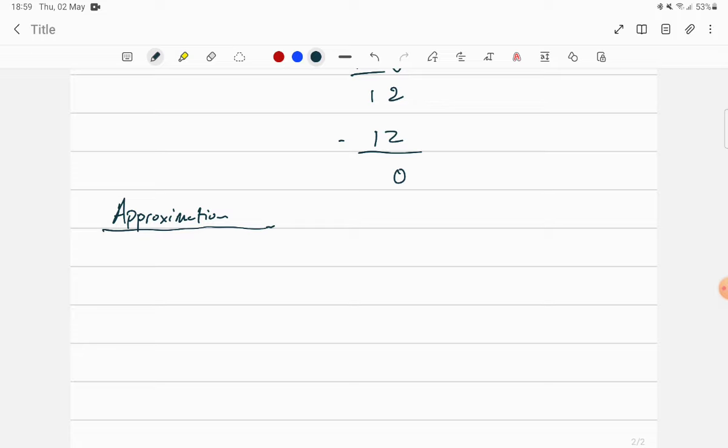For example, if we look at 48 times 103, what we would do here for approximation is round off 48 to 50.